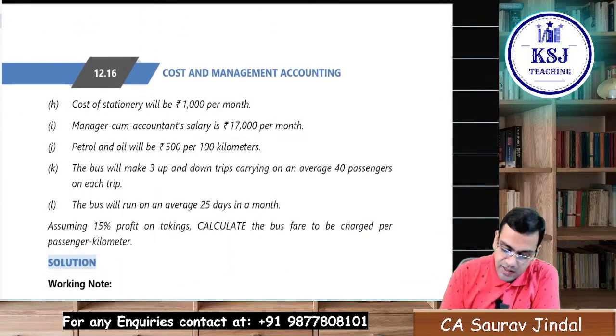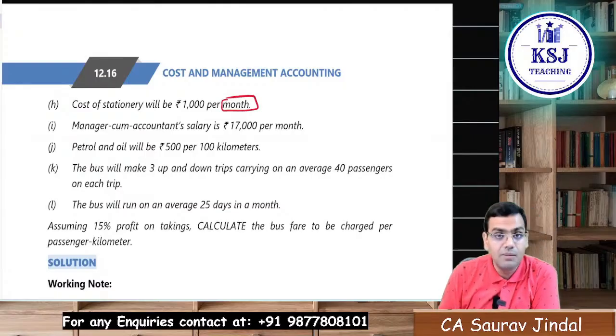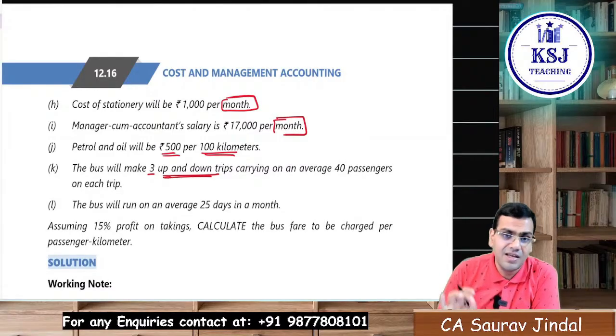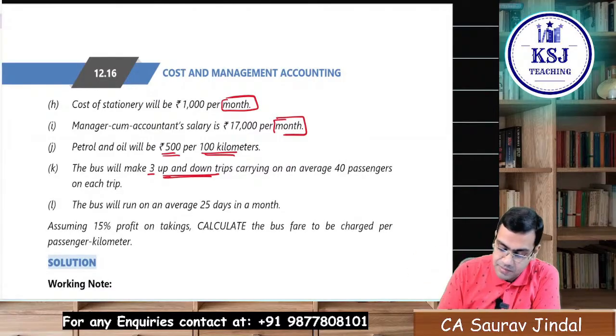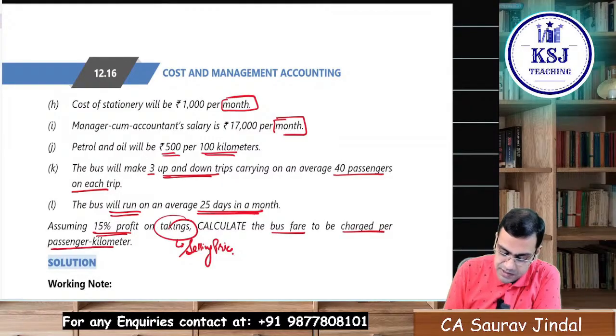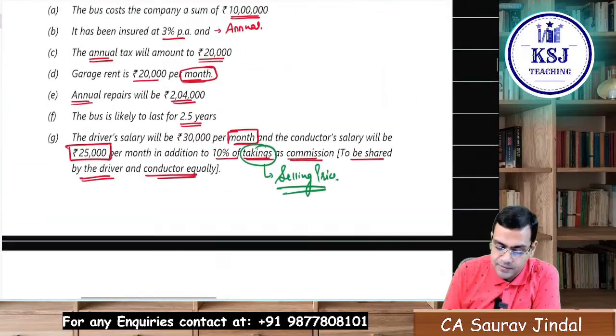Now, cost of stationery will be 1,000 per month. Manager cum accountant salary will be 17,000 per month. Petrol and oil will be rupees 500 per 100 kilometers. Okay. The bus will make 3 up and down trips. That is 3 round trips, 6 single trips, carrying on an average 40 passengers on each trip. The bus will run on an average 25 days in a month, assuming 15% profit on the takings. On takings means 15% profit on the selling price. Calculate the bus fare to be charged per passenger kilometer, right?